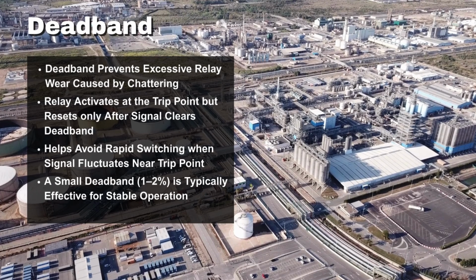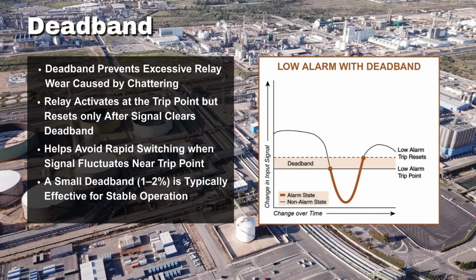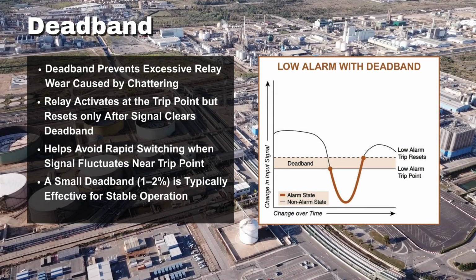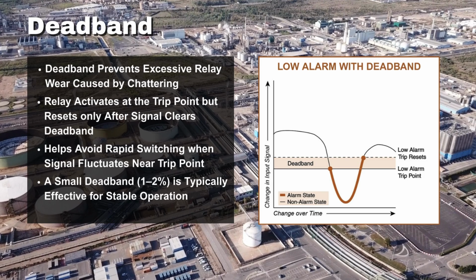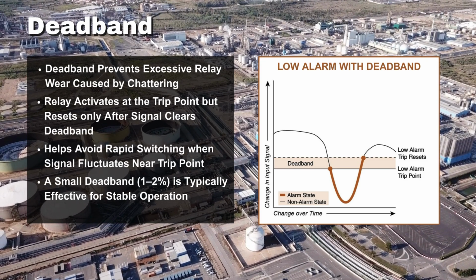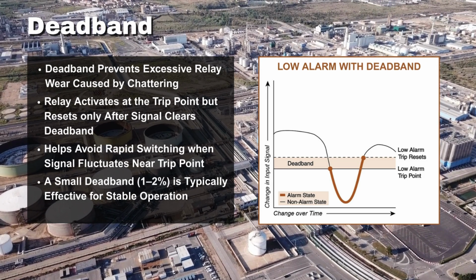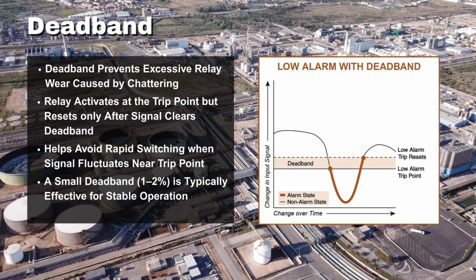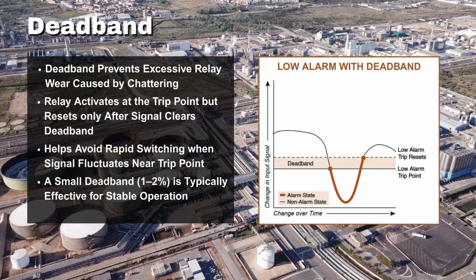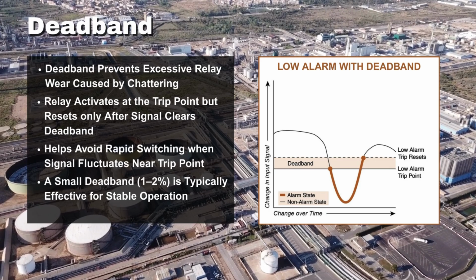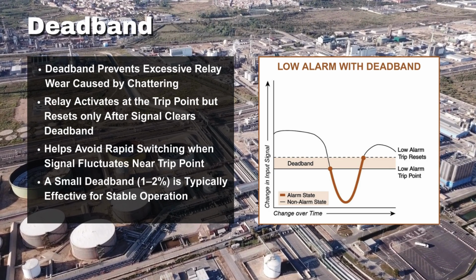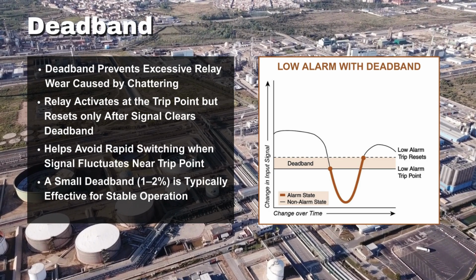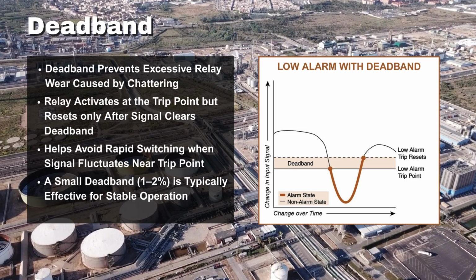Deadband is a key feature that protects the relay from excessive wear. When the process variable reaches the trip point, the relay activates, but it won't reset until the signal moves past the deadband range. This prevents the relay from rapidly switching on and off if the signal fluctuates near the trip point. Even a small deadband, just 1 or 2%, can make a big difference in stability and reliability.